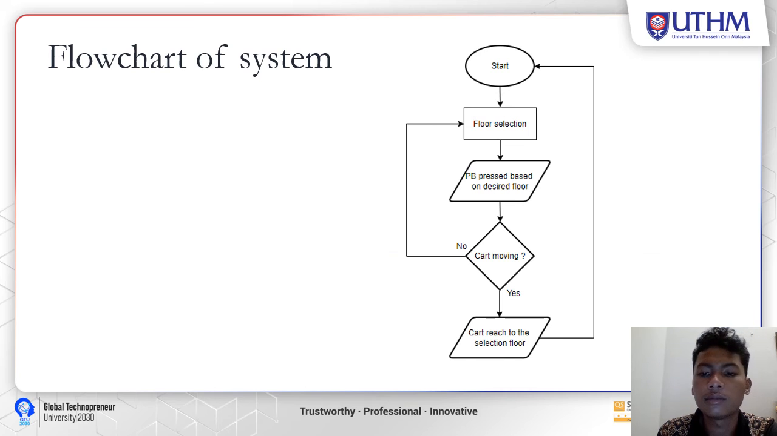Flowchart of the system. It starts with the user needing to choose the flow. It needs to push the button for the desired flow. If the cart is not moving, the user needs to push it again. If the cart is moving, it reaches the selected flow.